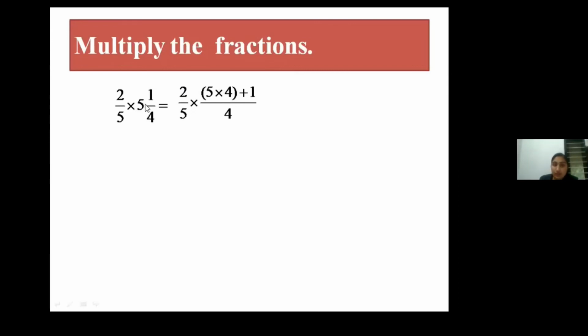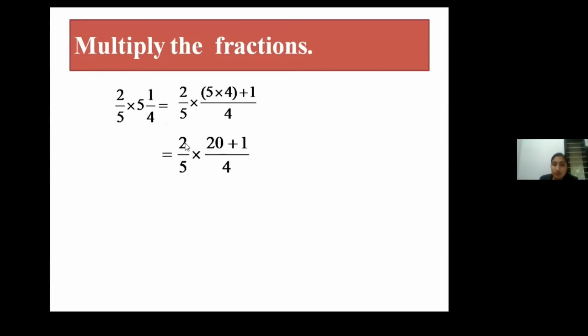Here we have to multiply the whole number with the denominator. That is 5 into 4 plus we have to add with the numerator. Here numerator is 1. So plus 1. 5 into 4 plus 1 by 4. Rewrite the denominator 4. Again we have to rewrite this 2 by 5. 2 by 5 into 5 into 4 is 20. That is 20 plus 1 by 4.